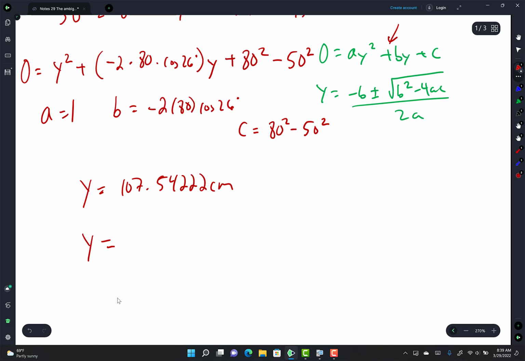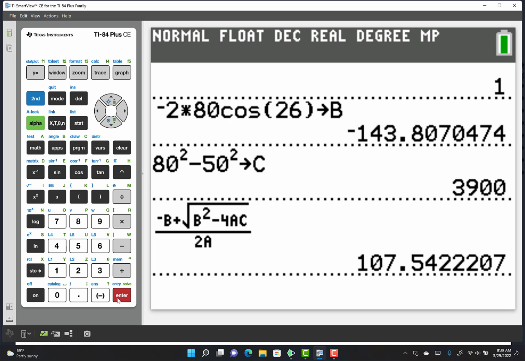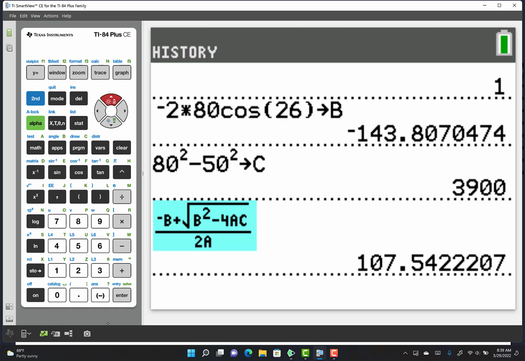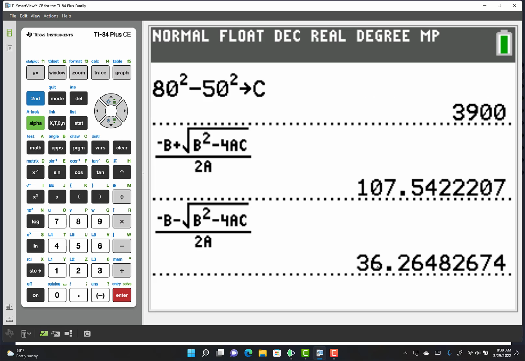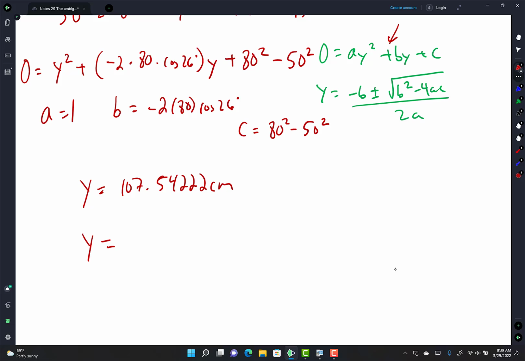I need another one. Instead of a plus, I'm going to put what? So I'm just going to scroll up, push enter, and then just change the plus to a minus. Minus. And there it is, 36.2648.